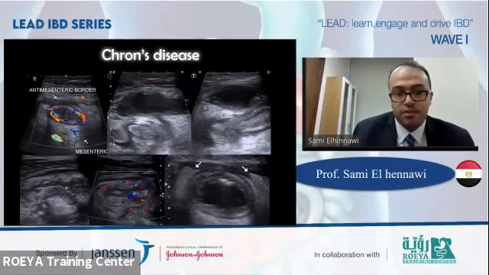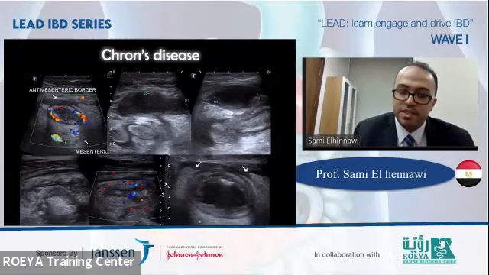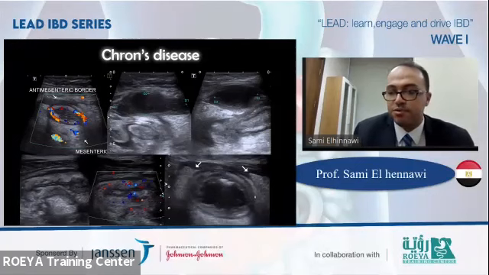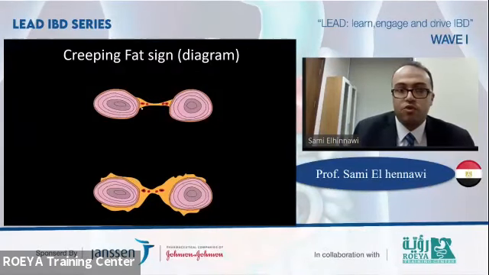Here is another case, and it shows stratified wall thickening with increased Doppler flow. Here we are going to demonstrate the creeping fat sign. This is the bowel loop, this is the mesenteric border, and this is the anti-mesenteric border. This is the echogenic fat. From the mesenteric border, it reaches the anti-mesenteric border, a very specific sign in Crohn's disease. Normally, the mesenteric fat is located only on the mesenteric border. In Crohn's disease, it reaches the anti-mesenteric border.